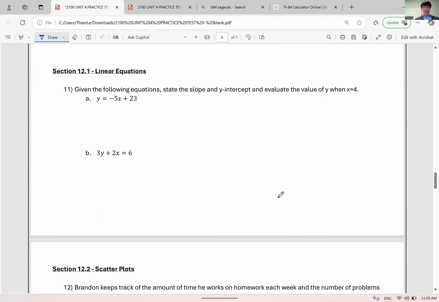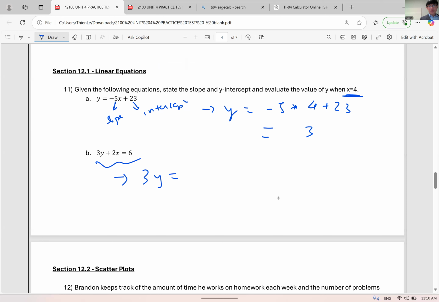So let's move to chapter 10 in the lecture note, chapter 12 in the textbook, linear regression. Given the following equation, state the slope, intercept, and evaluate y when x equals 4. This is kind of a 7th grade problem. This is your slope here, the intercept here. When x equals 4, y will be 5 times 4 plus 23, which is negative 3, I'm sorry. Similarly, this one needs a little bit of work here.